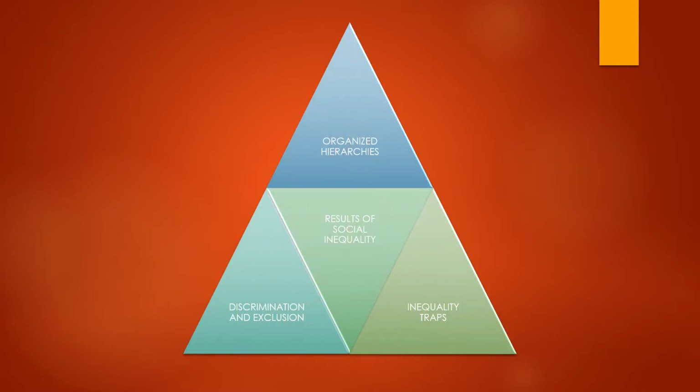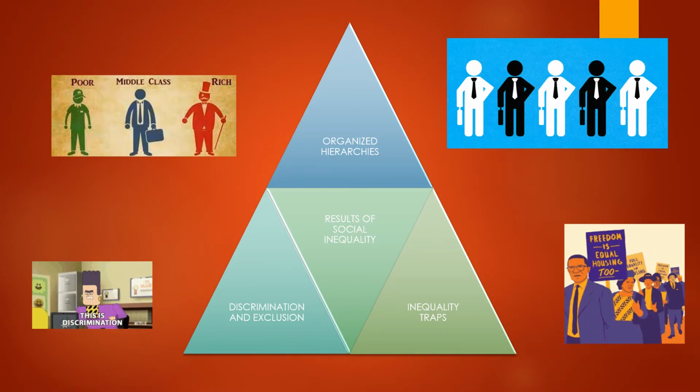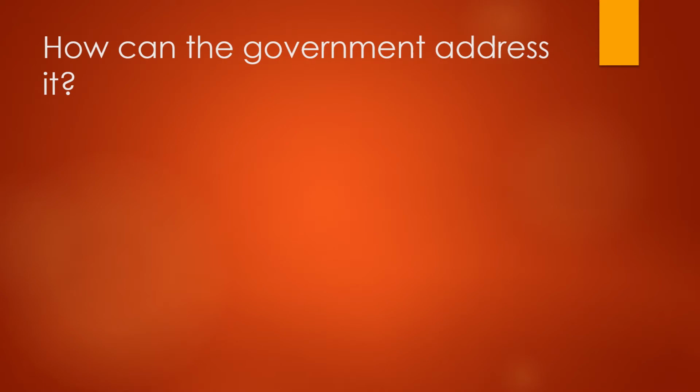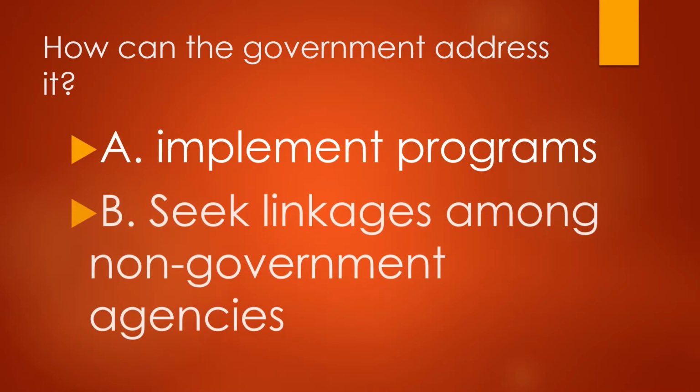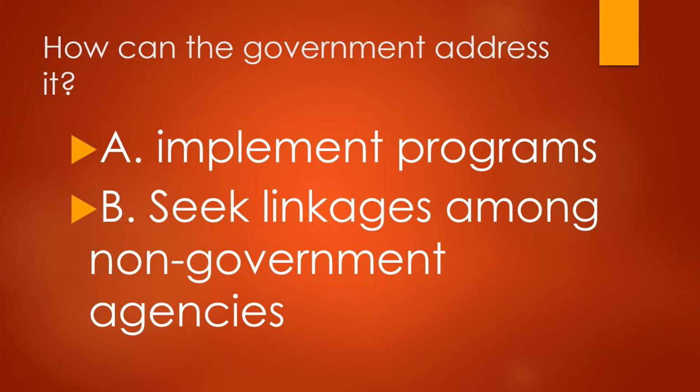Results of social inequality are as follows. Number 1, organized hierarchies. Number 2, discrimination. Number 3, exclusion. Number 4, inequality traps. How can the government address it? A. Implement programs. B. Seek linkages among non-government agencies.